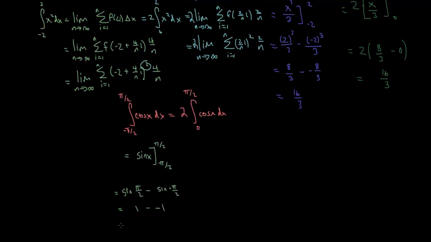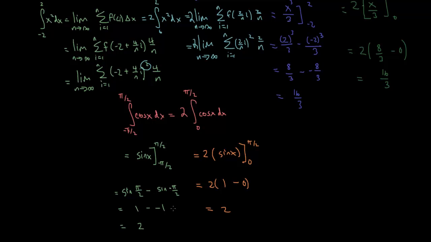And so we get 1 plus 1 is 2. Let's see if it's any easier using the right hand rendition over here. Well, we could say the right hand side, that's 2 times the antiderivative, which is sine x evaluated at 0 to pi over 2. Well, what's the sine of pi over 2? That's 1. What's the sine of 0? That's 0. So 2. Is it any easier? I guess maybe one step easier, sure.